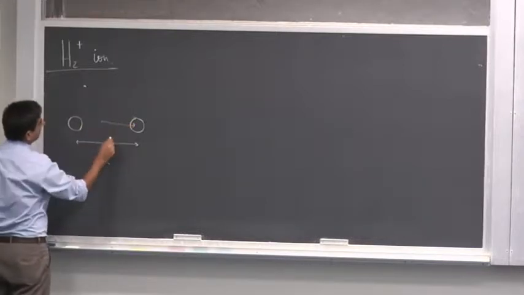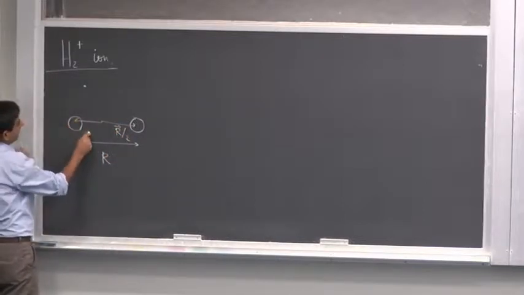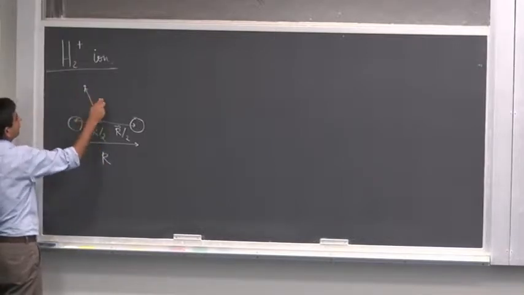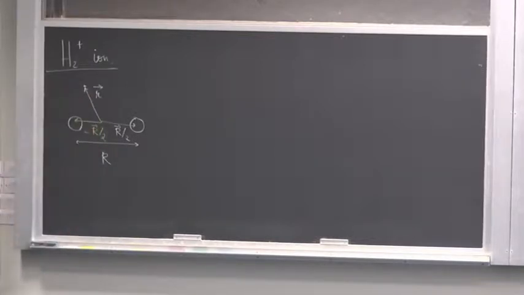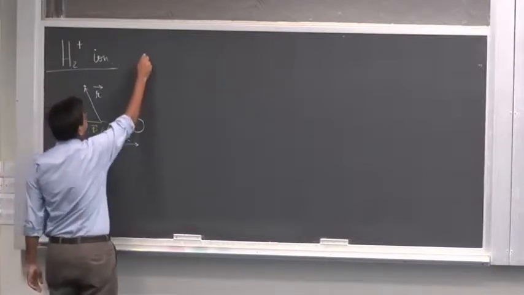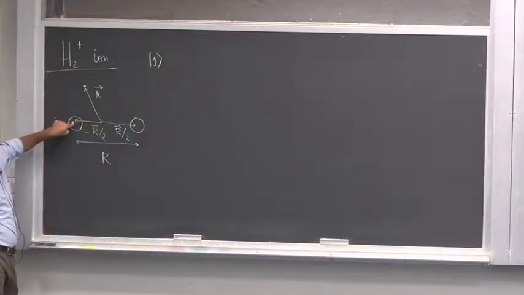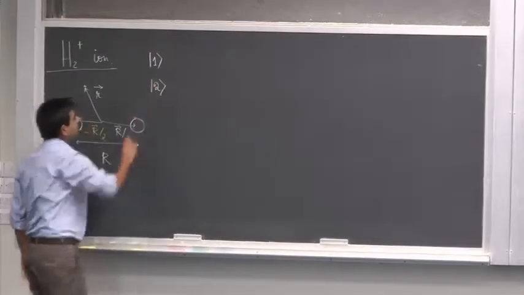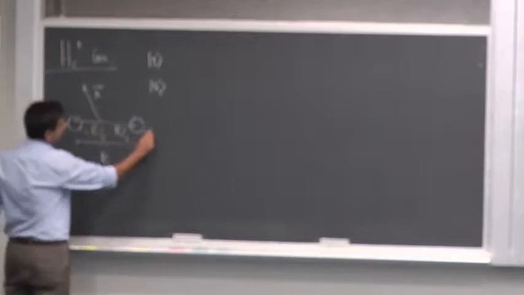The position vector of this nucleus was given by R over 2. The position vector of this nucleus is given by minus R over 2, and the position vector of the electron is given by r. And we defined two states. One state was ket 1, which basically means that the electron is primarily associated with one nucleus, and ket 2, which means that the electron is primarily associated with the second nucleus. Later we label these nuclei as A and B.